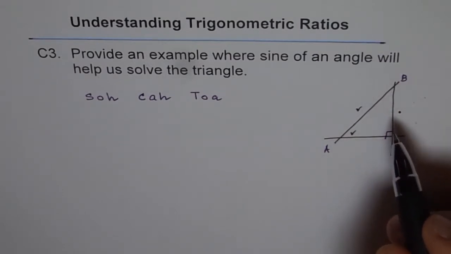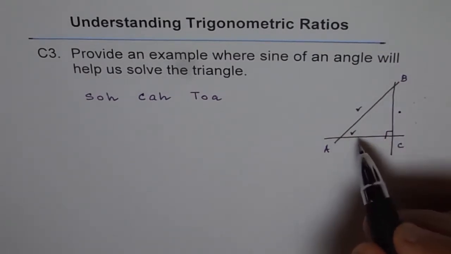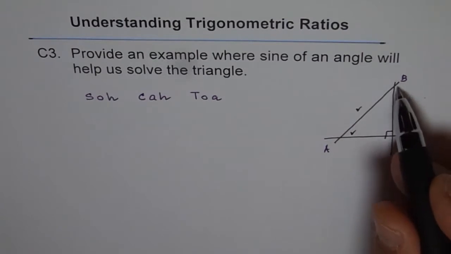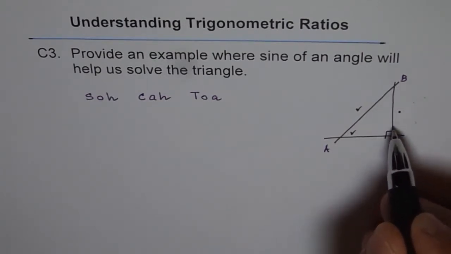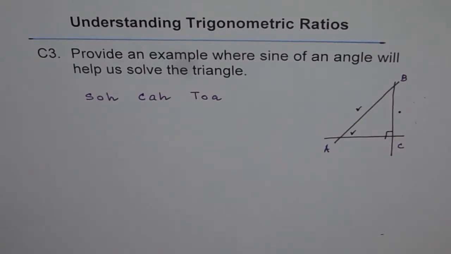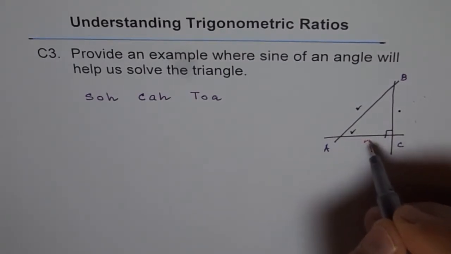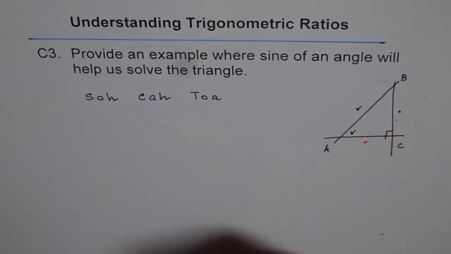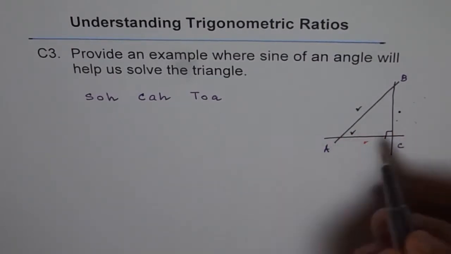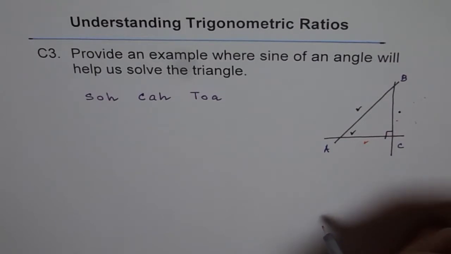But suppose the situation is to find the height of a building and you know the distance from the building. In that case, what is known to you is one of these two opposite or adjacent sides. In that case, we should use tan, because tan deals with opposite and adjacent sides.